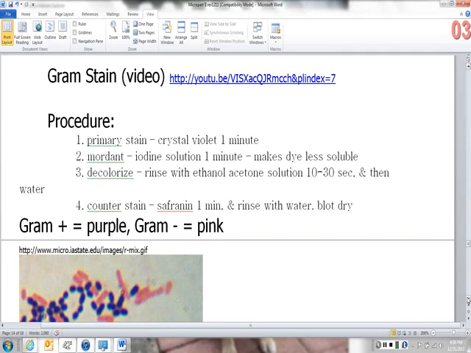First, the primary stain of crystal violet is applied and allowed to sit on the smear for 1 minute. You will want to cover the entire smear, but remember excess dye is very likely to end up on you, so try not to use more than what it takes to cover the smear.